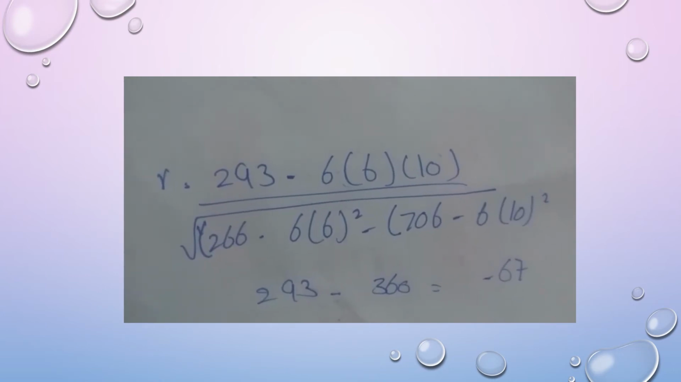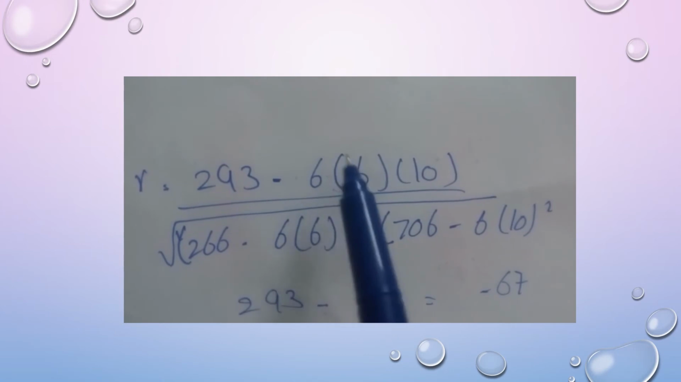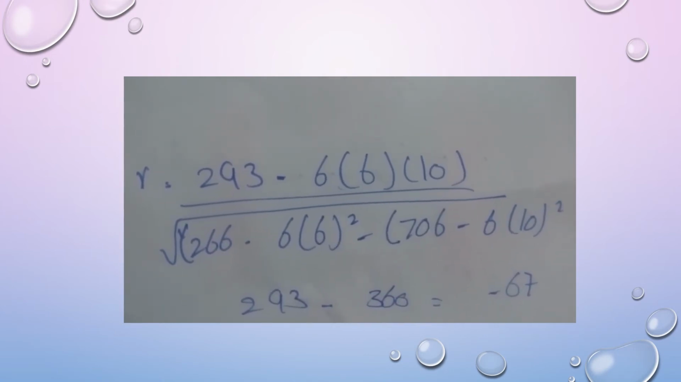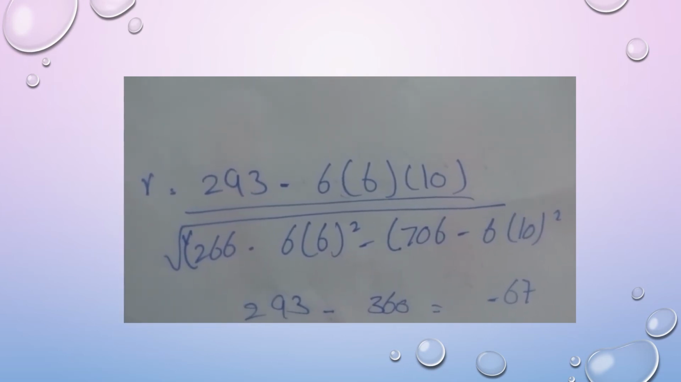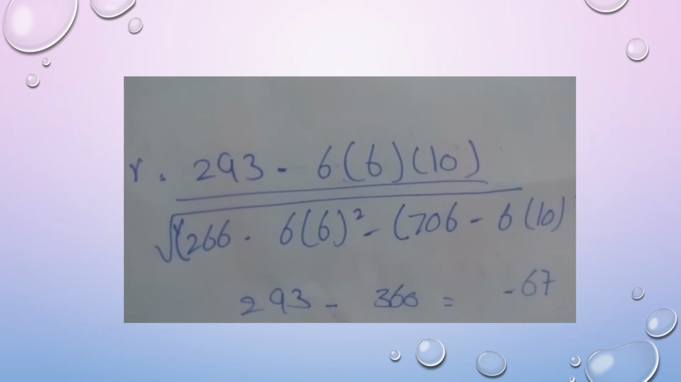I put all the values according to the formula, and the first step is we multiply 6 by 6 and 10, and the answer is 360. Then we subtract, 293 minus 360, and the answer is minus 67.